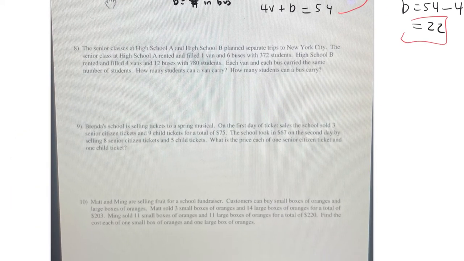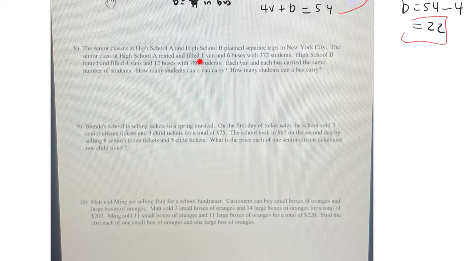Problem number 8. Senior class high school A, blah, blah, blah, B, separate trips, blah, blah, blah. Senior class high school A rented and filled 1 van, 6 buses. Okay, another van and bus problem. It's probably going to be the same thing. Honestly, I don't even need to do that for my student because my student knows. Just do the exact same thing.